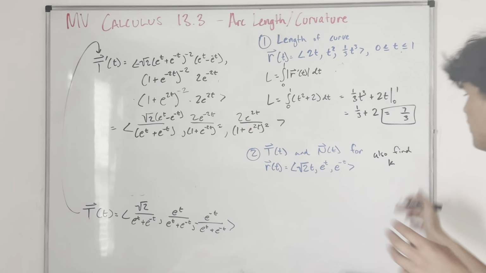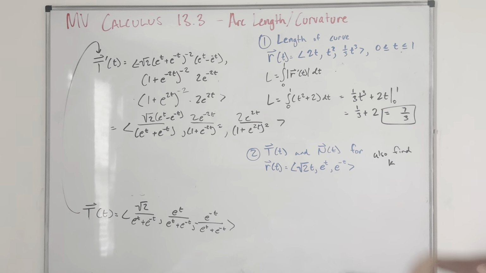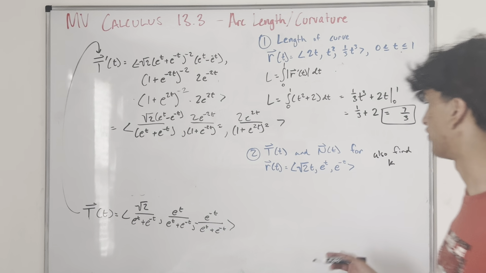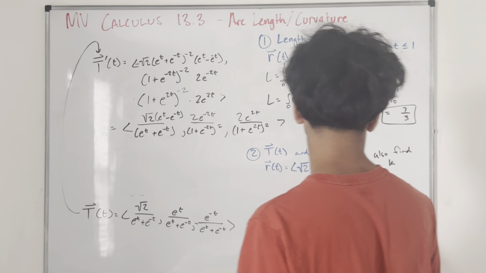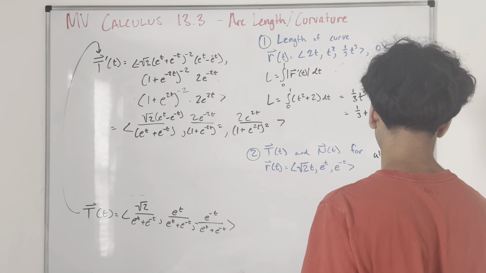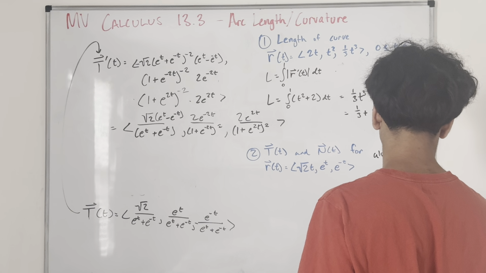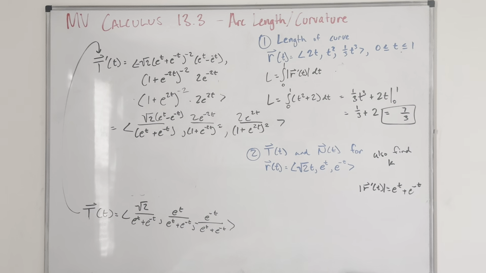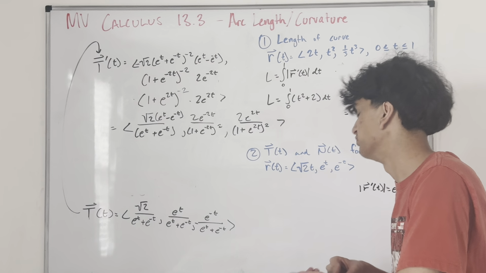To find kappa though, we already got T prime of t. We would once again take its magnitude and then divide it by the magnitude of r prime of t, which is just e to the t plus e to the negative t. So yeah, kind of a crazy problem, but I'd say we got through 70% of it. Last step is just find the magnitude.